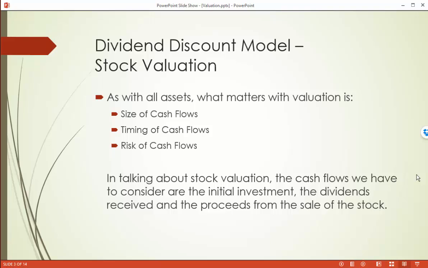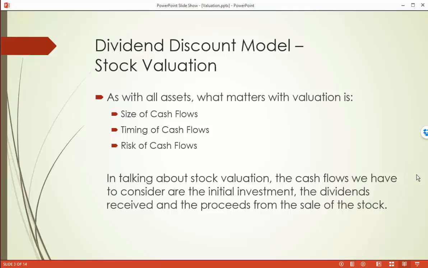The timing of the cash flows also matters. The sooner we receive cash flows, the more valuable they are to us because of the time value of money. So if large cash flows are coming sooner to us, that's good. If large cash flows are coming a long time in the future, that's going to diminish the value, everything else being equal. So we want to get cash flows as soon as we can.